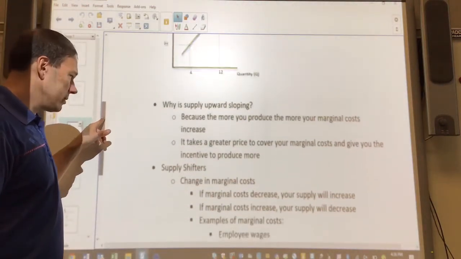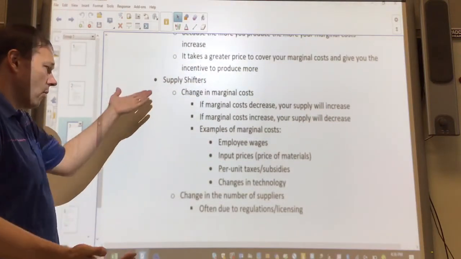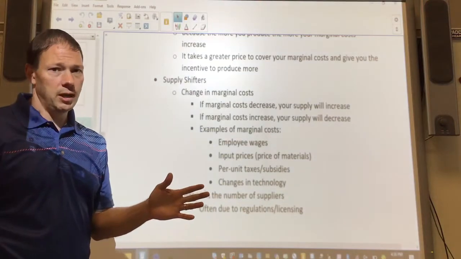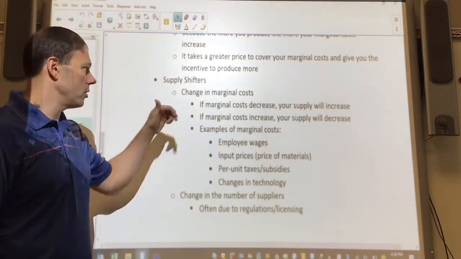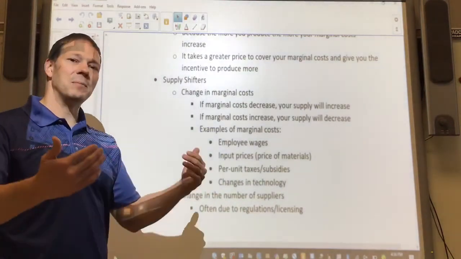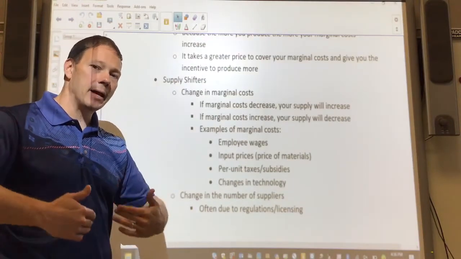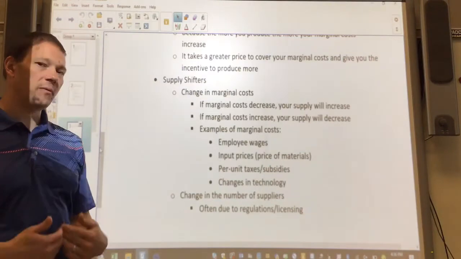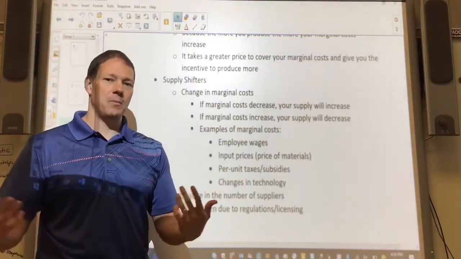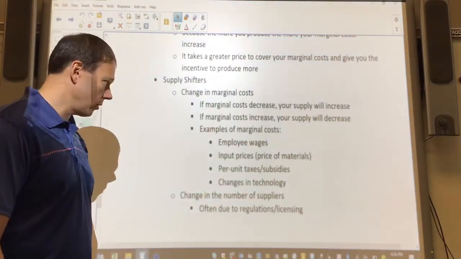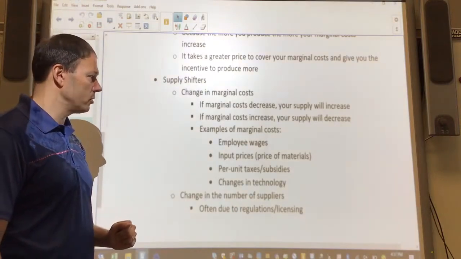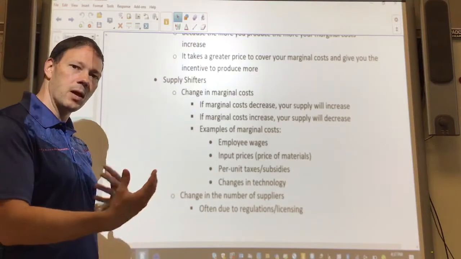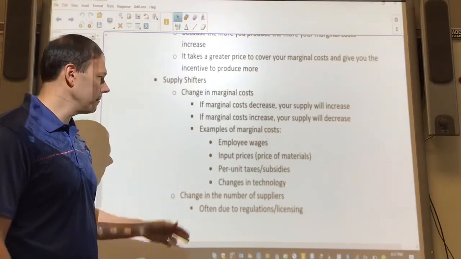All right, so what causes a change in supply? The biggest thing, of course, is a change in marginal cost. Anytime your marginal costs change, it changes your supply, right? So if marginal costs decrease, if it becomes cheaper to make, I can make more of these things. If my marginal costs increase, if it becomes more expensive to make, I can't make as much and my supply decreases. Examples of things that change marginal cost are wages, that's a big cost for most businesses. So if wages go up or down, that affects how much they can make.